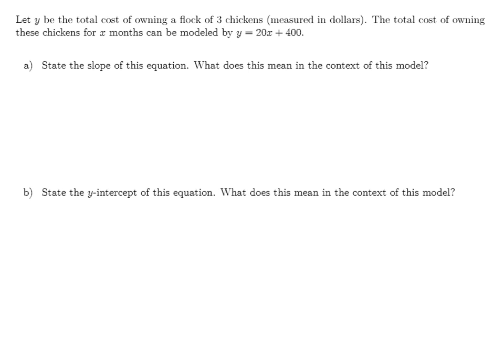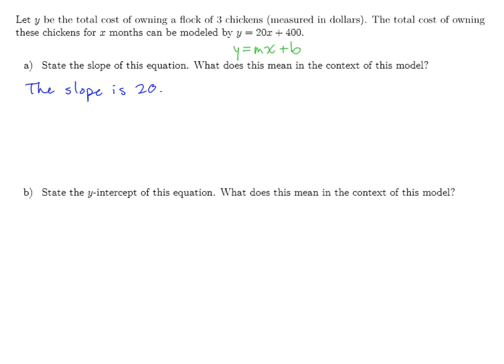In this example, we're told to let y be the total cost of owning a flock of 3 chickens, measured in dollars. The total cost of owning these chickens for x months can be modeled by the equation y equals 20x plus 400. So thinking of our slope-intercept form, y equals mx plus b, we can see, just based on that equation, that the slope is 20. So we'll write down that the slope is 20.